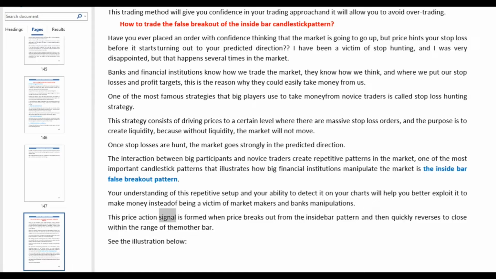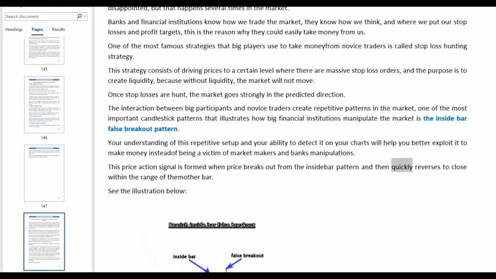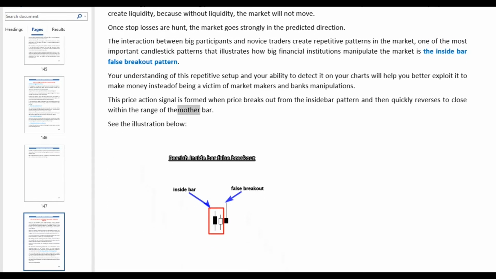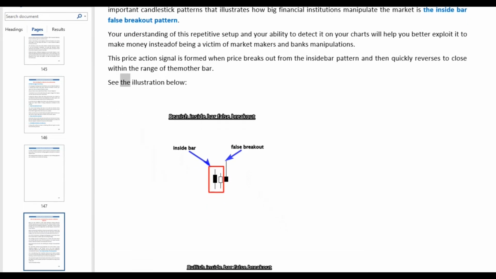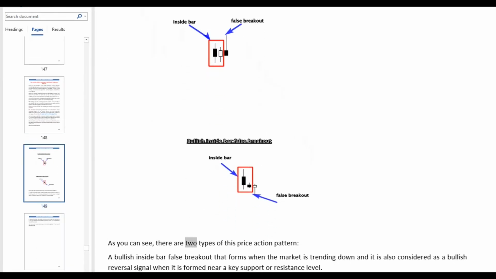This price action signal is formed when price breaks out from the inside bar pattern and then quickly reverses to close within the range of the mother bar. See the illustration below. As you can see, there are 2 types of this price action pattern.